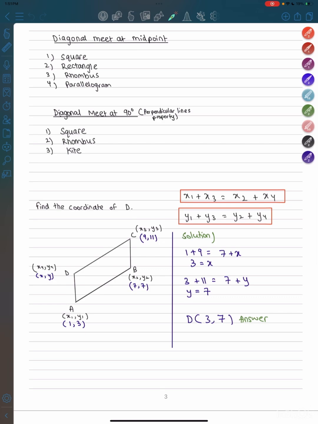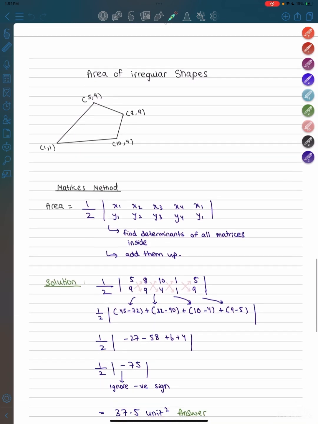There's one more thing you should know: sometimes they'll give you a shape and they won't give you the coordinate of one particular point, so you have to figure that out. The easiest way to go about this is to take the diagonal coordinates and make them equal to the other diagonal's coordinates, which I've given right over here. The same goes for the y coordinates, so you can use that formula. And I've given you a slight solution of this question over here.